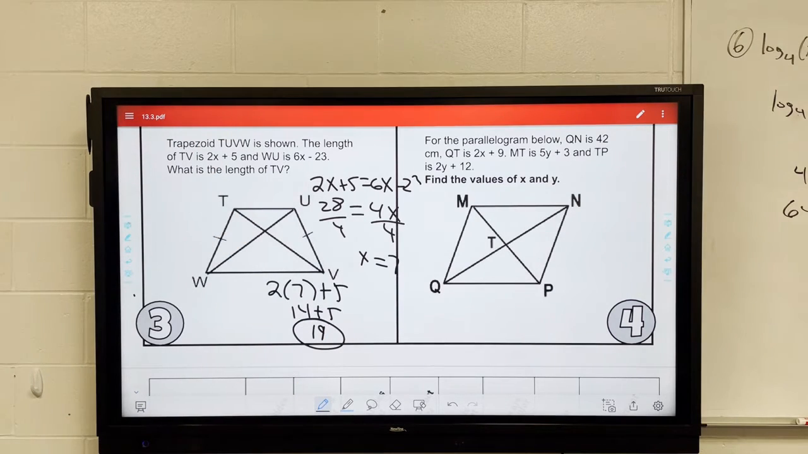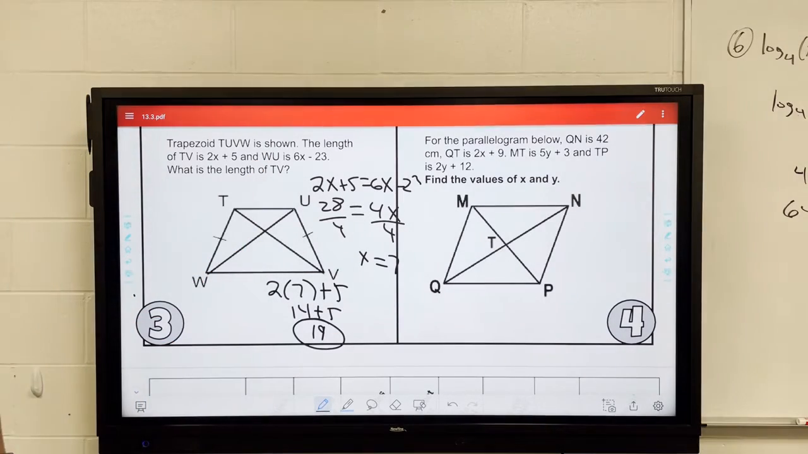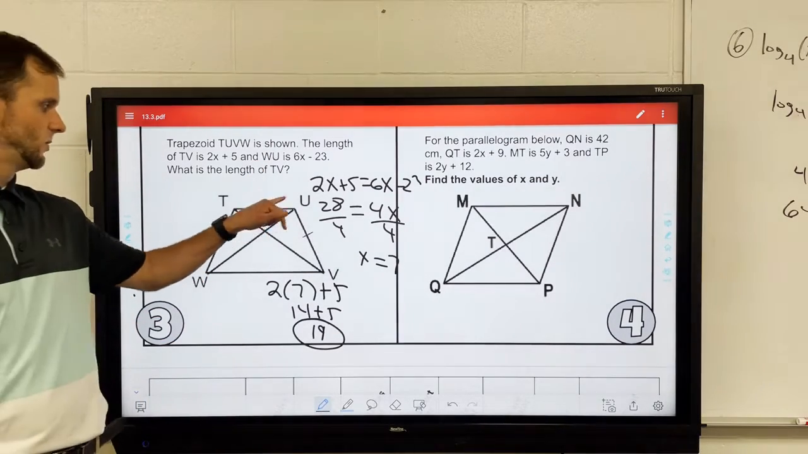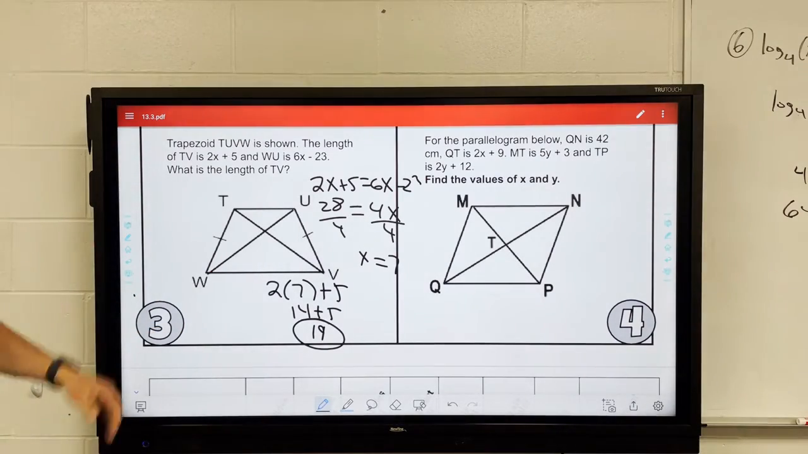So again, I solved for x, and I just plugged it back into TV to get my answer there. So I used, if I have an isosceles trapezoid, my two diagonals are going to be congruent to each other. Okay? All right, let's jump to our last example.